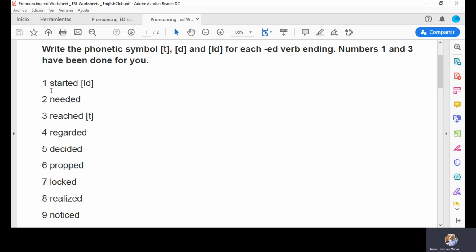All right, so in the first one we have started, which is id, right? Then we have needed, is also id. Number 3 we have reached, t, because ch is a voiceless consonant sound. Then number 4 we have regarded, because regard ends in d. Okay, a voiced alveolar plosive. So it should be the option here. Decide, same thing. Decided.